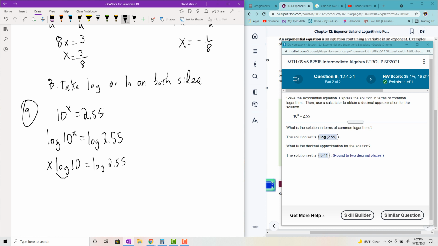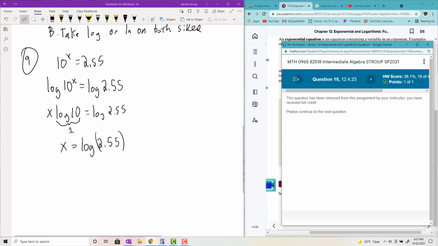And then this thing right here is just 1, right? So you end up with x. No matter how you slice it, you're going to end up with x. Okay, so it's log of 2.55. They want you to get a decimal approximation, which is, you see on the right there, 0.41. Okay, great.